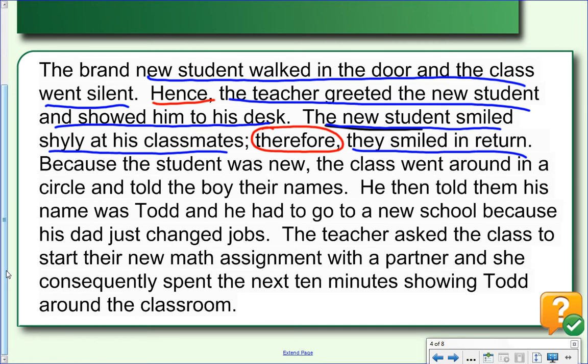Because the student was new, the class went around in a circle and told the boy their names. He then told them his name was Todd and he had to go to a new school because his dad had just changed jobs. Okay, lots of cause and effect here. Because is a good cause and effect word. Because the student was new, the class went around in a circle and told the boy their names.